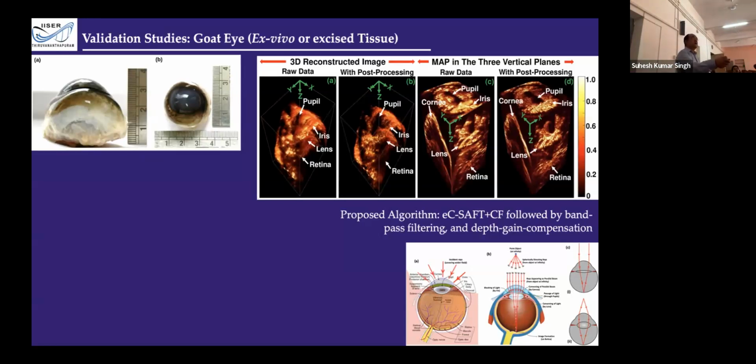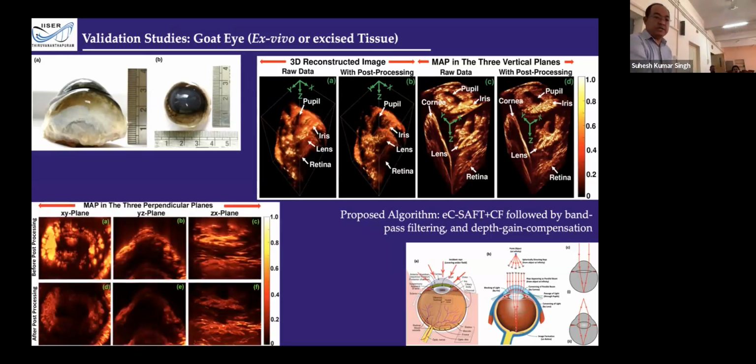This is the excised tissue. Of course, it is not alive; the live imaging is underway. So this is the reconstructed image, projected in three mutually perpendicular planes. Okay, so we can recover all the structures in the retina, top part, side, lens, and all these things. Okay, that is what we tried.